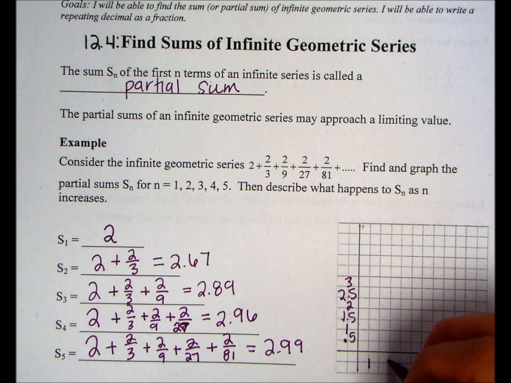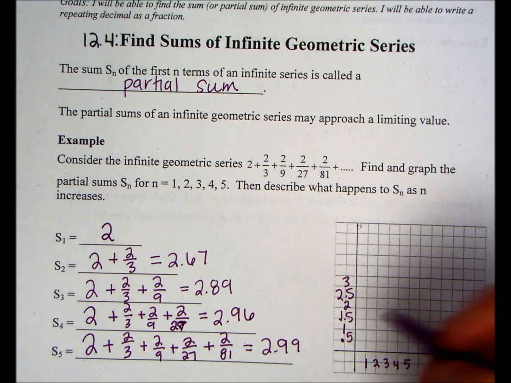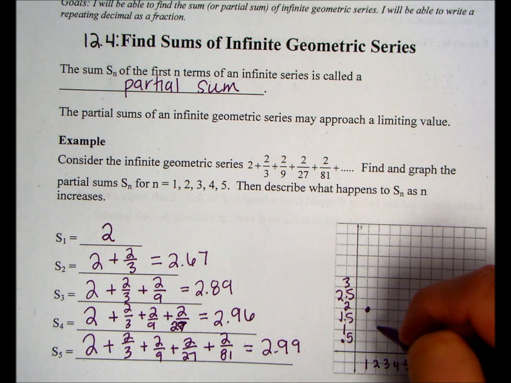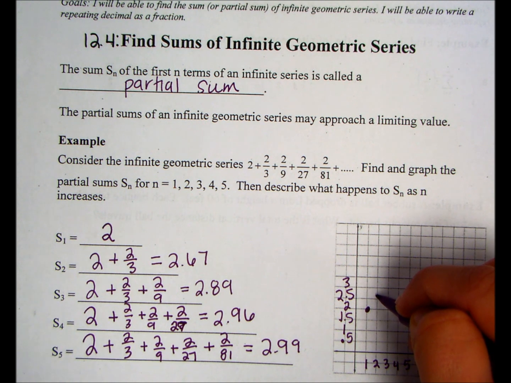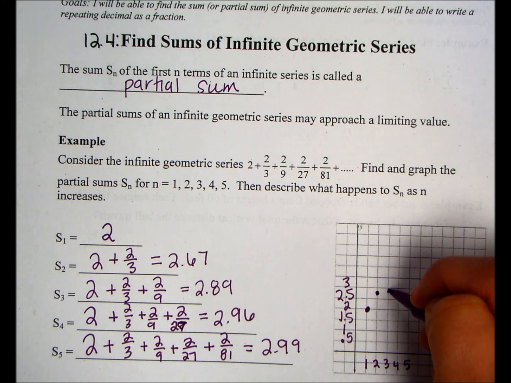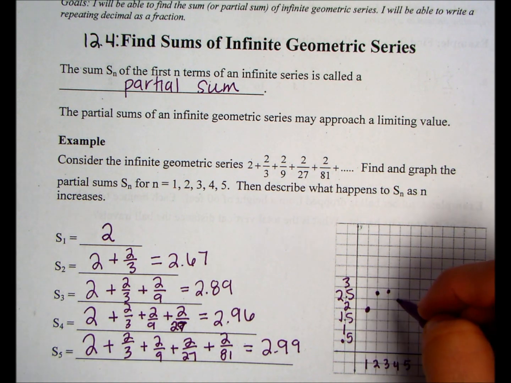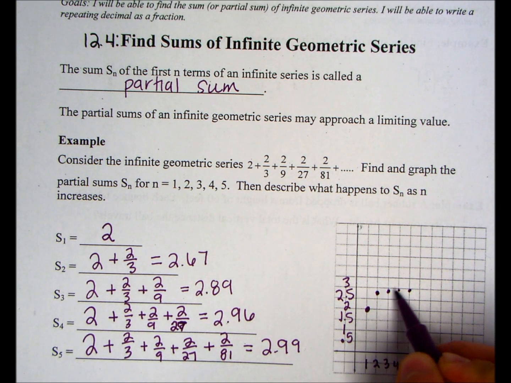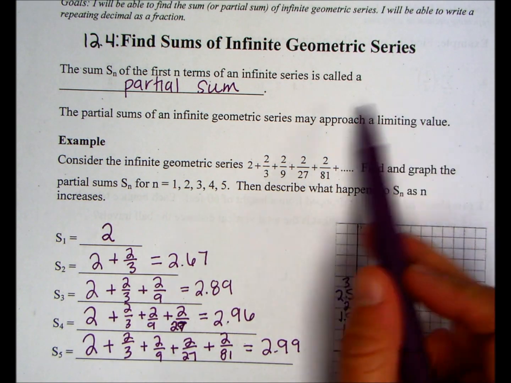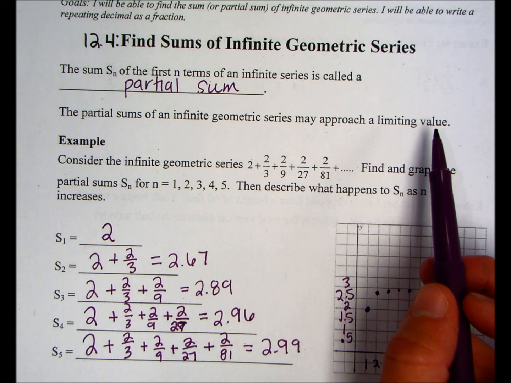On my x-axis, I'm going to go by ones. So for my first term, S of 1 here was 2. S of 2 is going to be 2.67. S of 3 is 2.89, and I'm using a marker, so it's kind of hard to see the increase here. 2.96 and then 2.99. So very, very close. I'm getting very, very close. That's the limit that my infinite geometric series approaches.